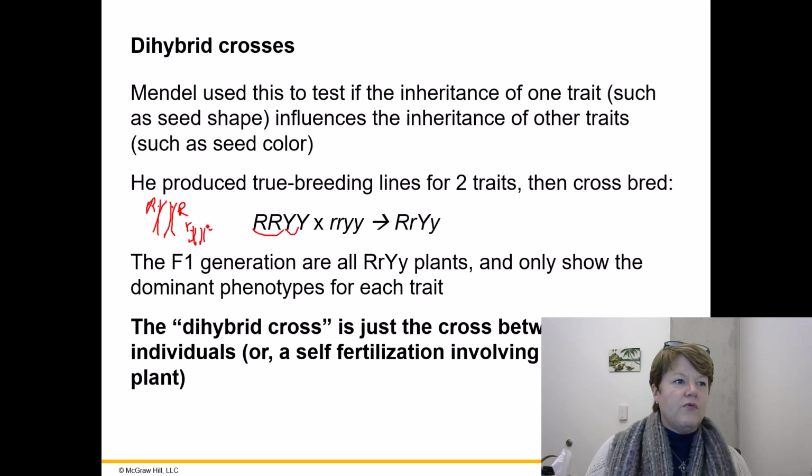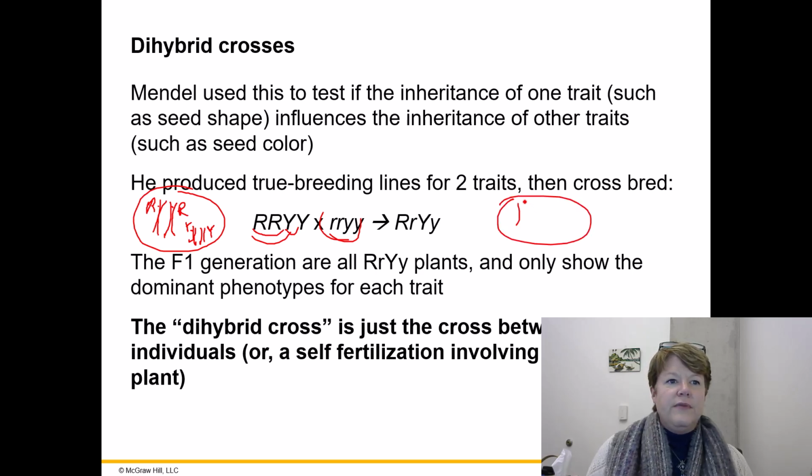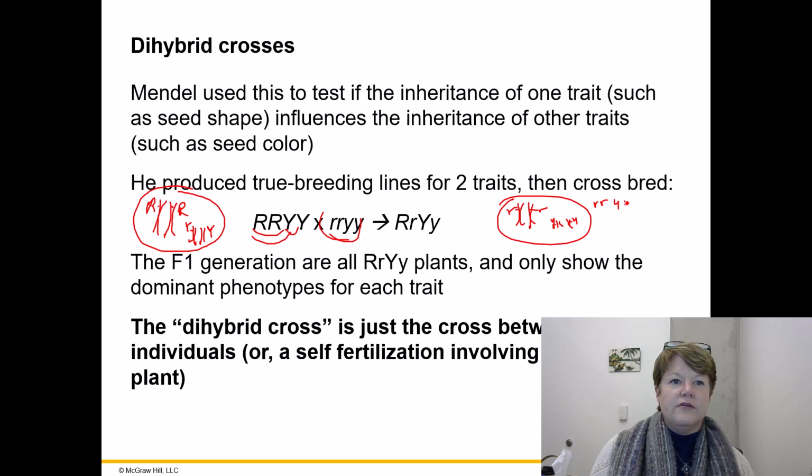Big Y, big Y. And that represents every cell in that parent. Now, in this other parent, every cell would have, on the big pair of chromosomes, a little r on both. And on the small pair, they would have a little y on both. So they're just saying, let's say you started with this. So all the cells are little r, and little y.